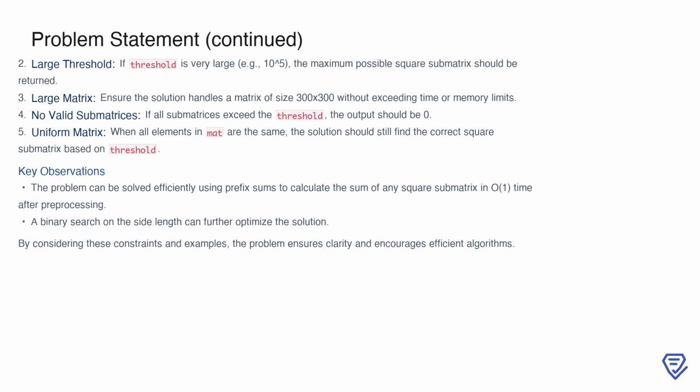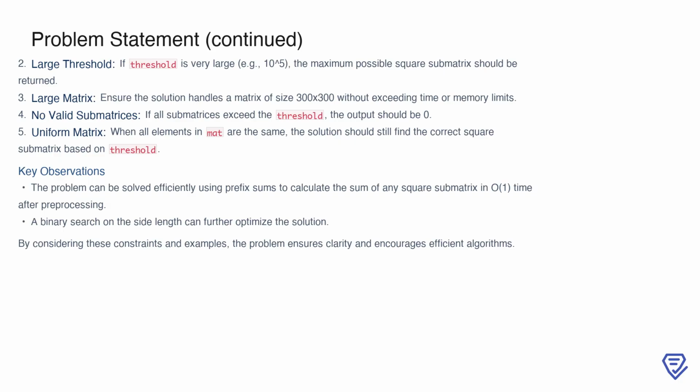To ensure the solution handles all scenarios, we need to consider several important edge cases. For a 1 by 1 matrix, the problem simplifies to checking if the single element is within the threshold. When the threshold is very large, the largest possible square submatrix should be returned. For a 300 by 300 matrix, the solution must operate efficiently without exceeding time or memory limits. Additionally, matrices where all submatrices exceed the threshold must return 0, as no valid submatrix exists.